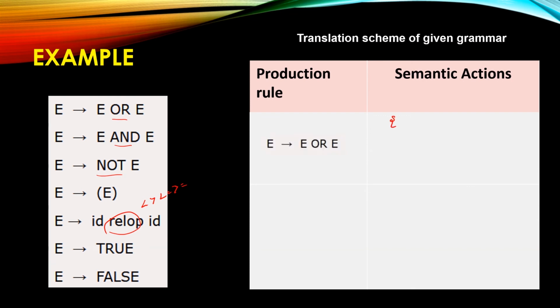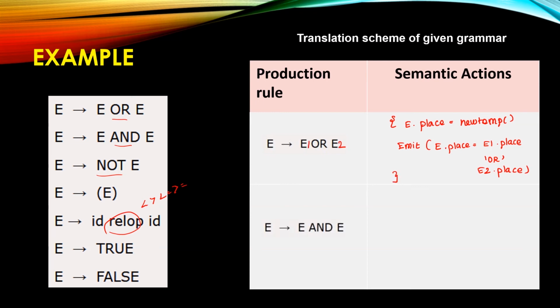Now let us form the semantic translations for these productions. For the first production rule, E gives E1 or E2, first you have to generate a new temporary variable, E.place is equal to newtemp. Next you have to form a 3 address code, so emit E.place equal to E1.place, or is the operator, E2.place. Next production, E gives E1 and E2. And means that only if both the statements are true, it is true, otherwise it is false.